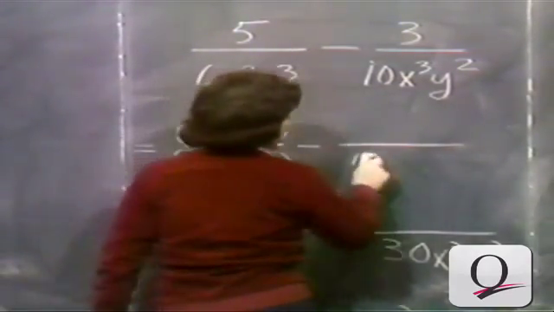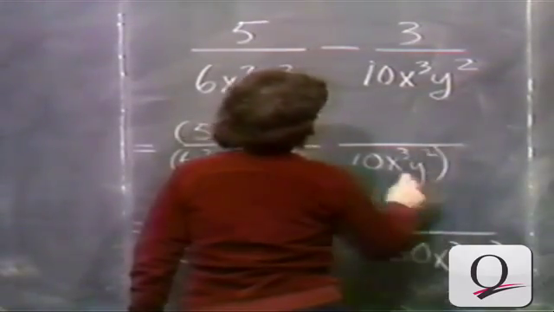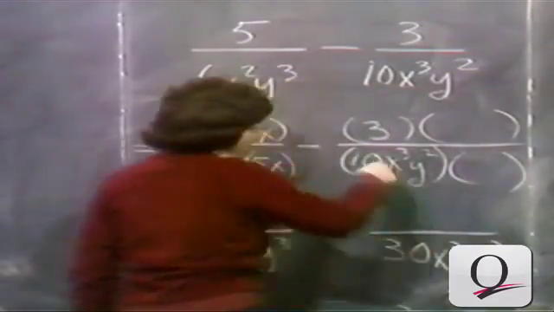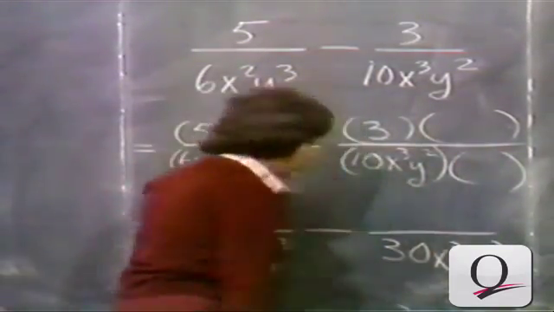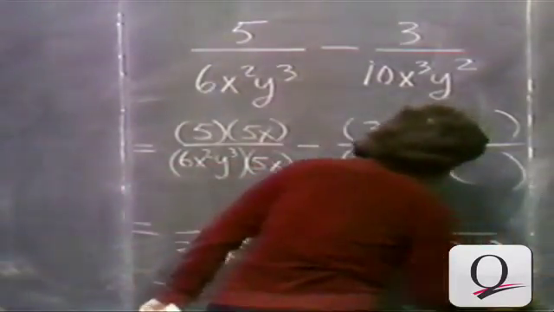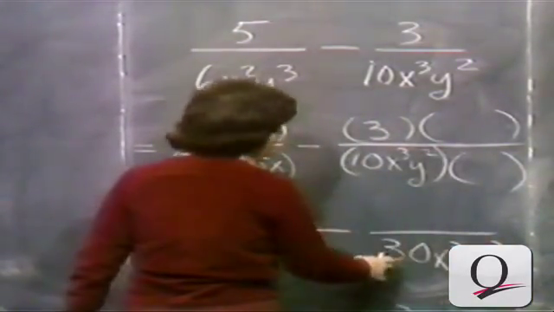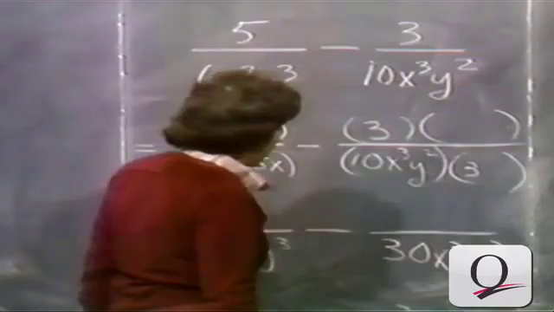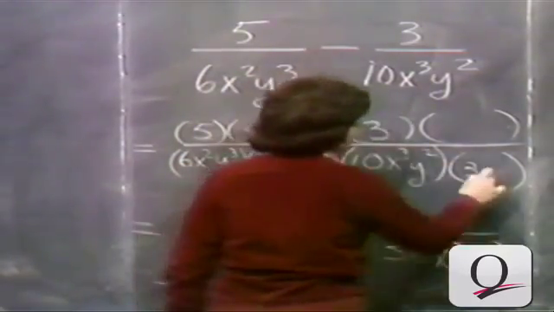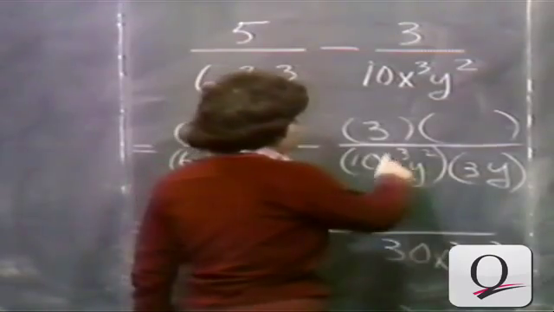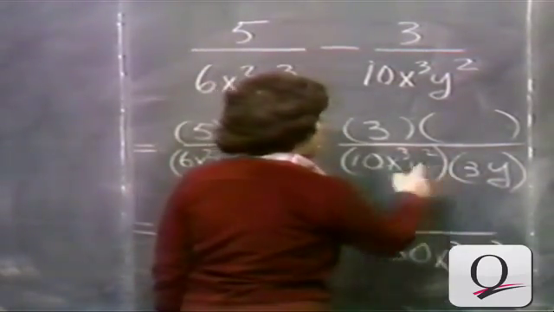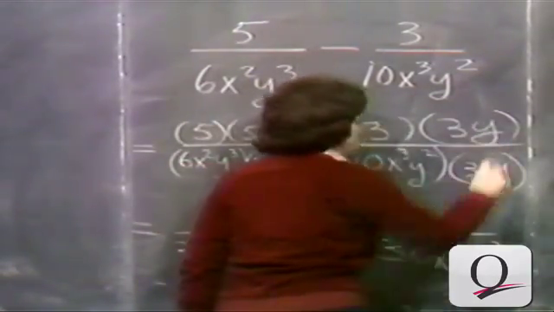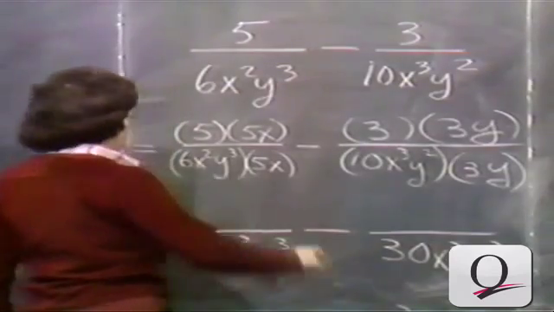Then we look at this denominator, 10x cubed y squared. And we want to figure out what we have to multiply that denominator by to get the 30x cubed y cubed. All right. To go from 10 to 30, you'd have to multiply by 3. To go from x cubed to x cubed, you'd multiply by 1, so we can leave that out. To go from y squared to y cubed, you'd have to multiply by y. 10x cubed y squared times 3y will give you 30x cubed y cubed, which is what we have there. So we will also multiply the top by 3y as well. Okay, let's see what we have.